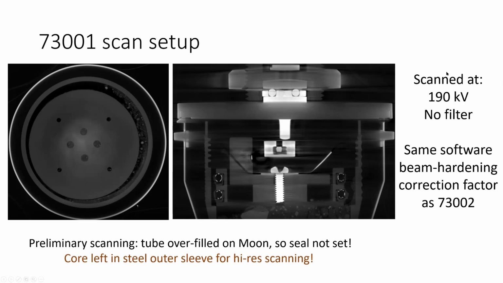So we started compensating by using a slightly higher energy, 190 kV, and not using a filter because the steel was going to be its own filter. But we did use the same software correction for beam hardening.